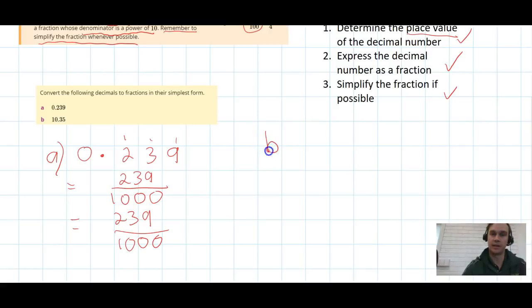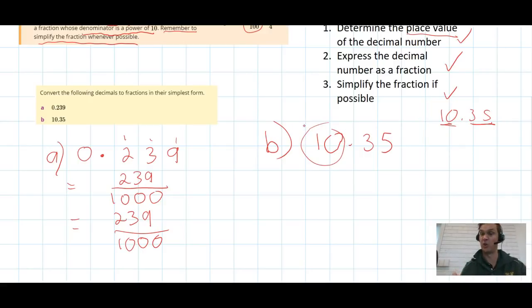Now we're going to do number B here, so I'll write the question. So it's 10.35. Now remember in our very first video we looked at what decimals are. If we have this number here, we know that the numbers to the right of the decimal place are the parts of a whole, and the numbers to the left of the decimal place are actually whole numbers. So we won't convert that part into a fraction because it's a whole number. You'll just simply write 10 as a whole number, and then we're going to focus purely on the part to the right of the decimal place, which is a fraction.